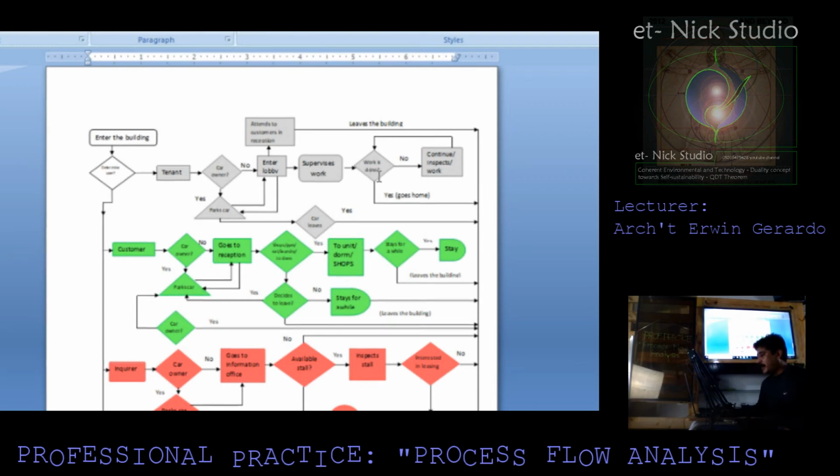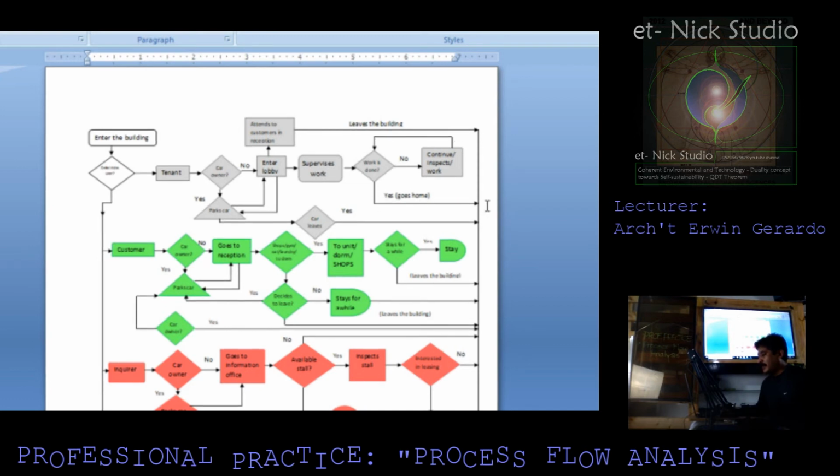If work is done, then yes, it is time to go home. So they will just simply leave the building. If not, they will still continue inspecting their employees' work till they are done. Then the building owner, or should we say the tenant, can already vacate or leave the premises. So they can be a walk-in, or simply they can also use their car to leave the building.